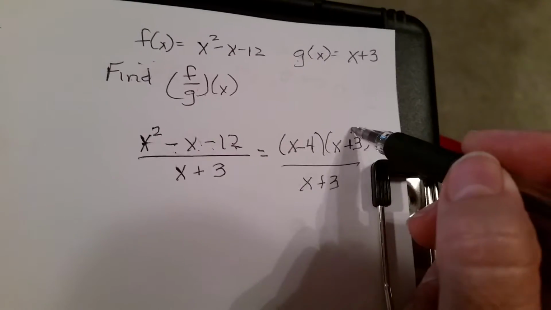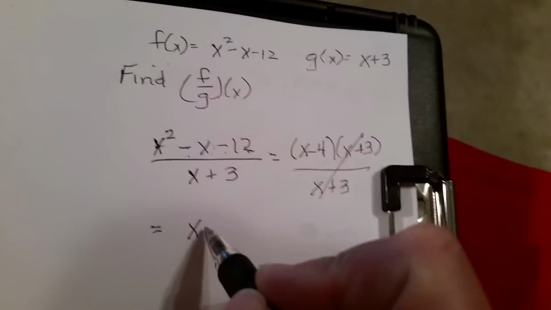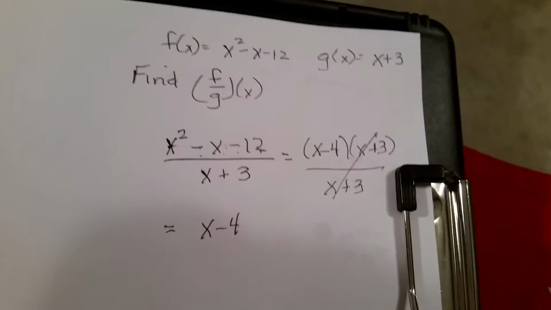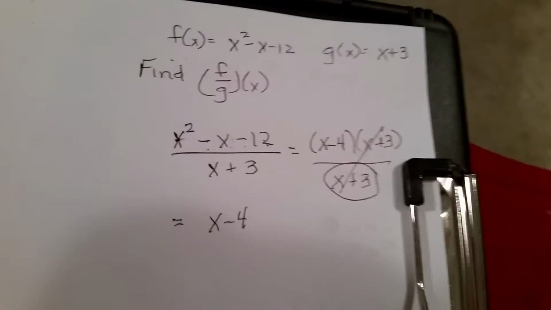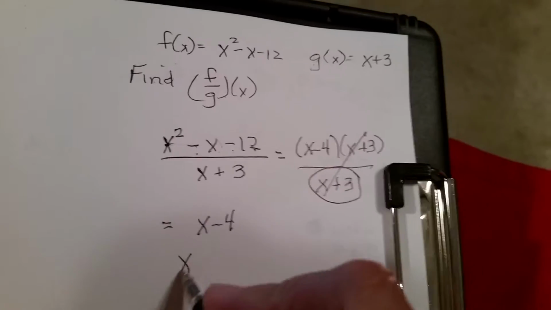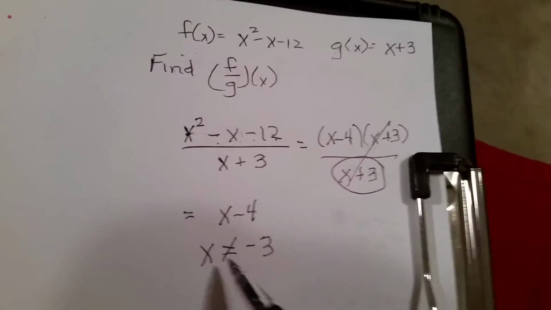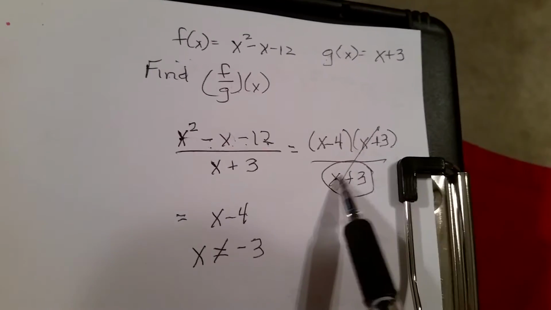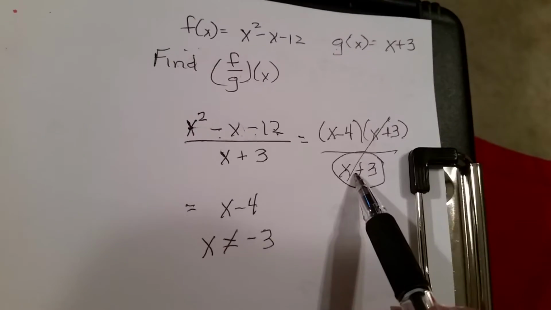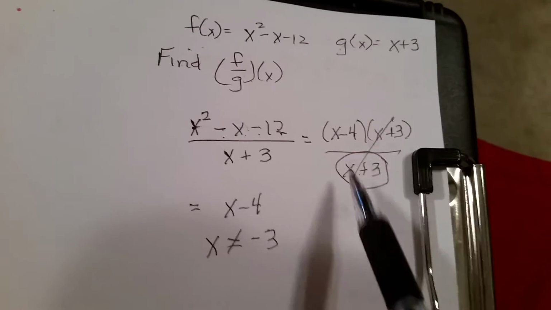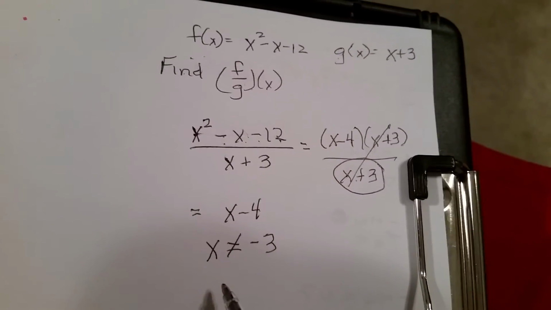Now, if you notice, we can cancel the x plus 3 top and bottom, and our simplified answer is x minus 4. However, because our domain is now restricted, we have to make sure that we make a note that our x value cannot be -3. Because if we enter a -3 in here, -3 plus 3 would make our denominator 0, which will give us an error. Therefore, in this particular problem, we cannot have a -3 in our answer in place of x.